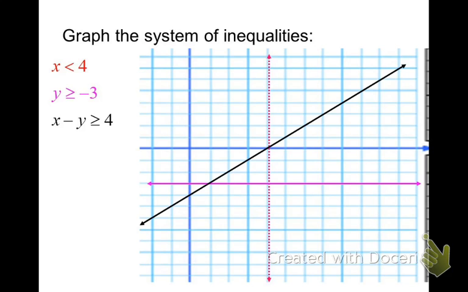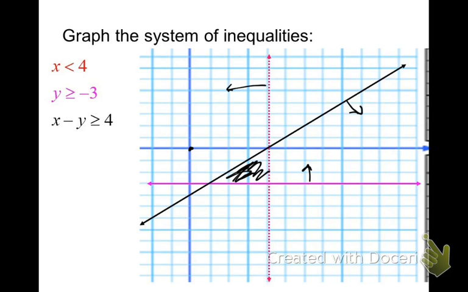And when I check a point on here, if I check the point 0, 0, is 0 minus 0 greater than or equal to 4? Well, it's definitely not. So therefore, the other side of the line is being shaded. So in this case, we're shading the left above and the right, and that's going to be this section right in here. And that's how we graph a system of inequalities.